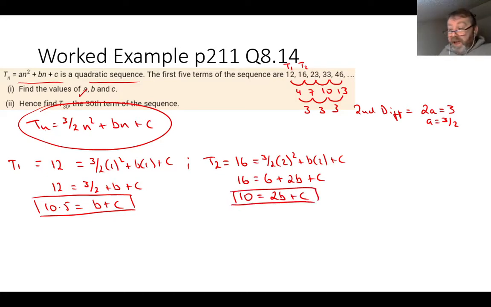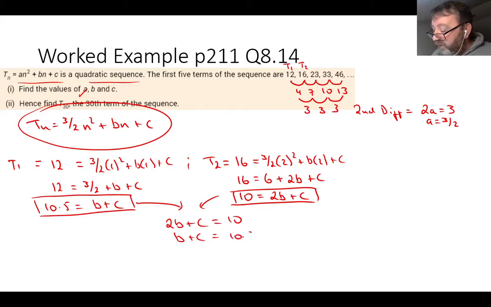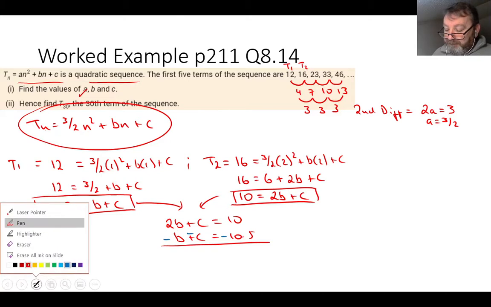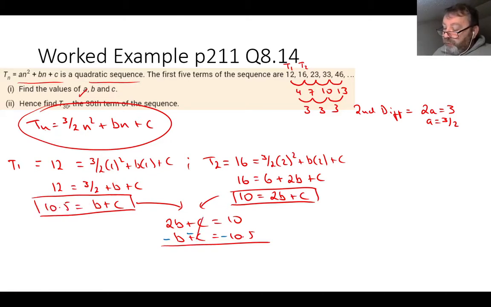Now how do I solve b and c in both of these? The answer is you take them together as a pair of simultaneous equations. 2b plus c equals 10, and b plus c equals 10.5. So all I've got to do now is cancel the c's. So I'm going to change all the signs down here. Let me just do that in a different color. So I'm going to change that to minus, minus, and minus. And that's going to allow me to cancel the c's. 2b minus b is b, equals 10 minus 10.5, minus a half.